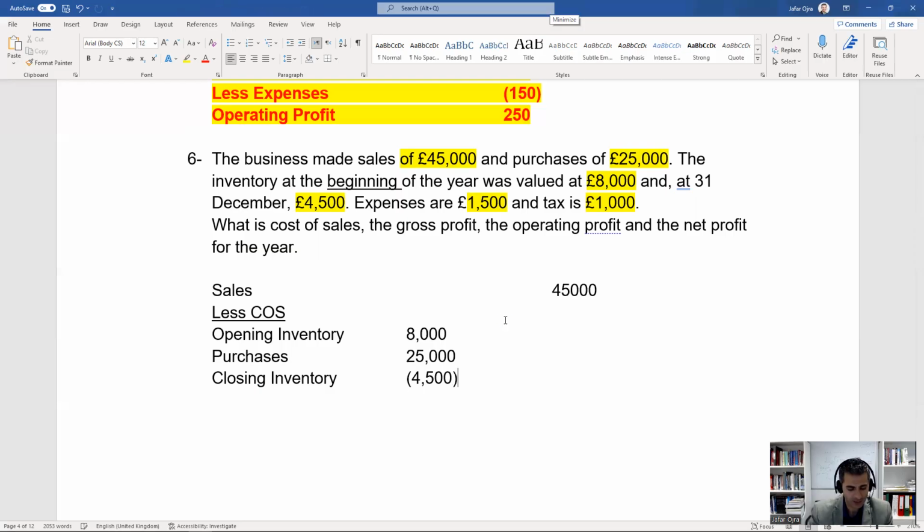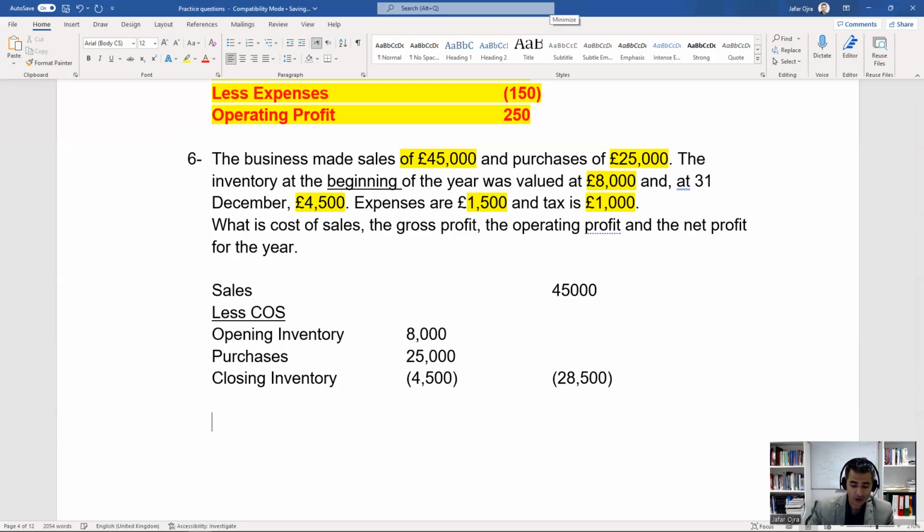Here we go. Apply the cost of sales. That makes 8,000, which is opening inventory, plus purchases, 25,000, minus closing inventory, which is 4,500. That makes it 28,500, and that we call cost of sales. Cost of sales. Remember this. That's really, really important to remember. What does that mean? Cost of sales based on this equation.